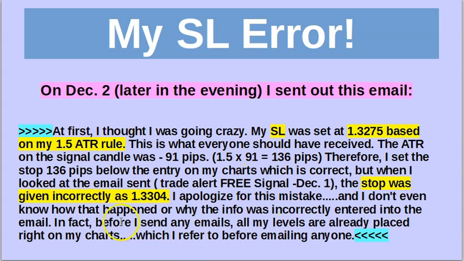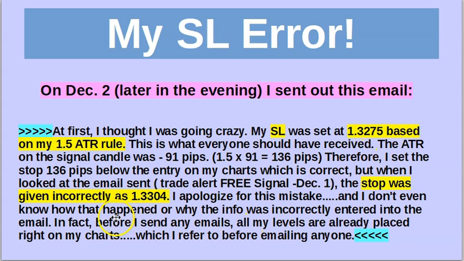Well, later on, I took a look at my charts and I noticed something very interesting. In fact, I thought I was going crazy, because I know on my charts and my trade that I took, I was not stopped out. So I took a look and my stop loss was set at 1.3275 based on my 1.5 ATR rule. When I show you the chart in just a moment, we're going to discuss the ATR rule and the stop loss. But on my charts, I had 1.3275.